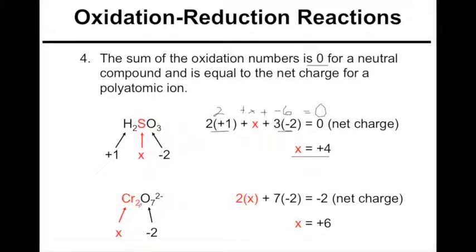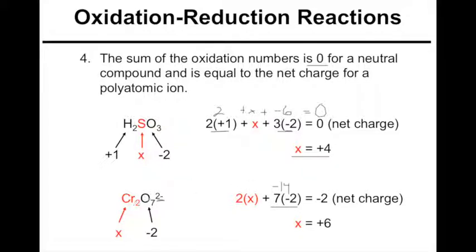Over here we have a dichromate ion. We want to use the same strategy, but appreciate that our oxidation numbers have to add up to -2 because that's the net charge on that polyatomic ion. Oxygen we know is a -2, and we have 7 of those. So all of the oxygens will give us a total of -14 for all the oxidation numbers.